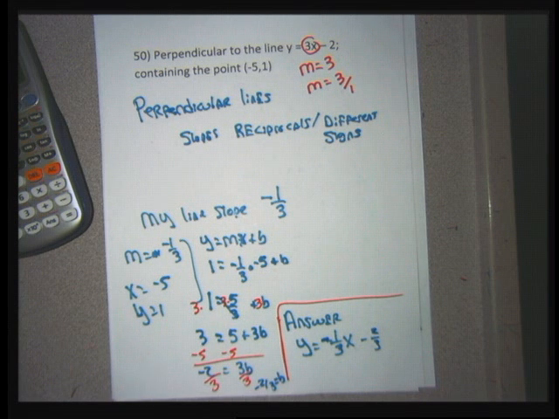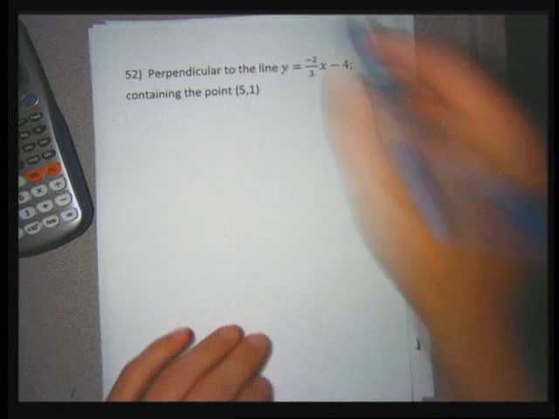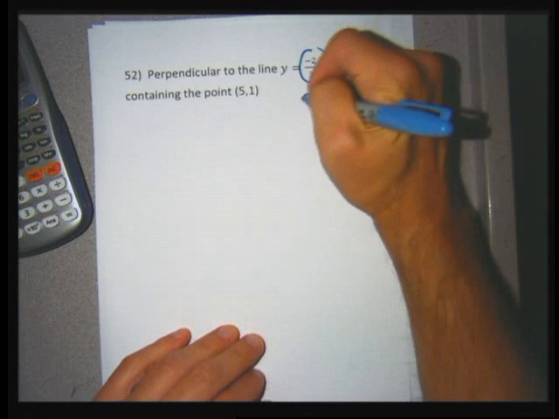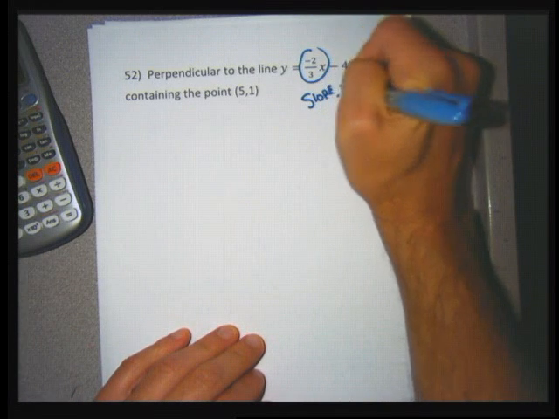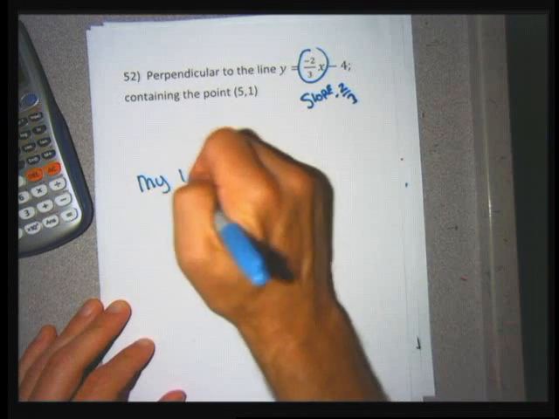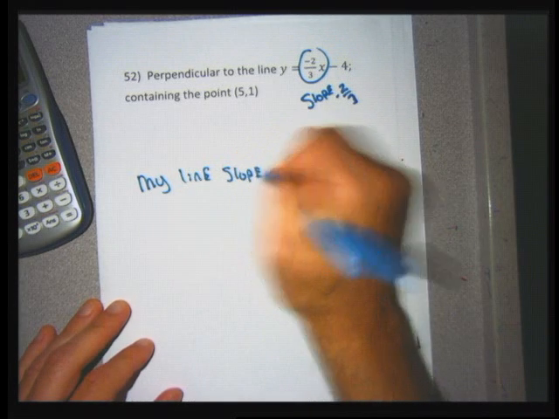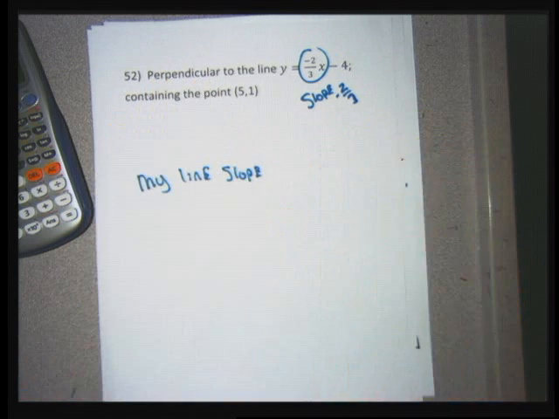52 is the same style of problem. I need to find an m and a b that fits the problem. The original line is going to have a slope, and I'm looking for a perpendicular line. To get the slope of my line, I need to take the reciprocal and change the sign. So the slope of this line is -2/3. My line, because it's going to be perpendicular, has to have a slope that's a reciprocal of that with the opposite sign. So I'm trying to find an equation of a perpendicular line.